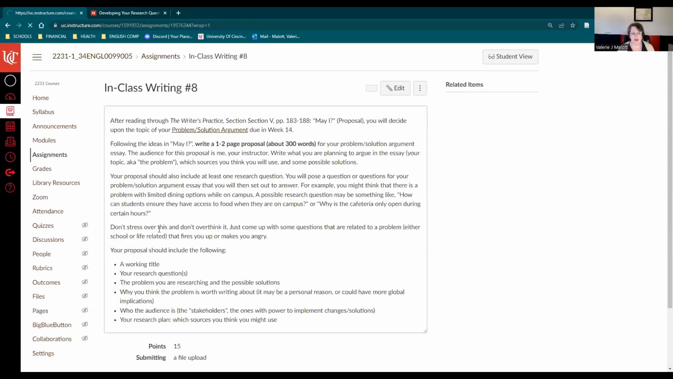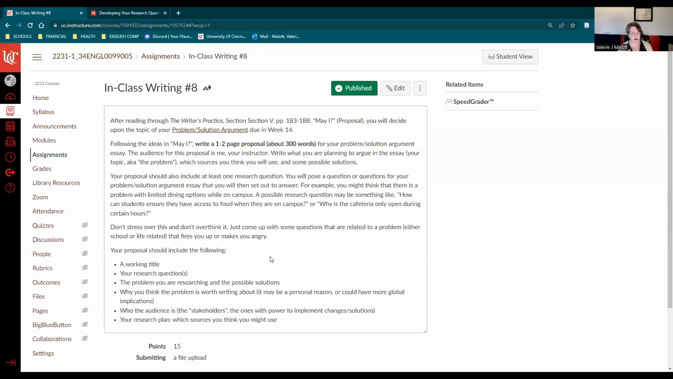The in-class writing number 8 is technically what I'm calling a proposal, a topic proposal, along with a research question. I know that sounds kind of formal. It really isn't. It's an informal 1 to 2 pages. Keep it under 300 words. If you're not at 300 words, that's fine, right? I want to see more than a couple of sentences, though.